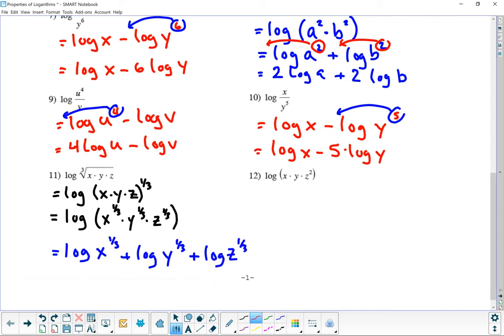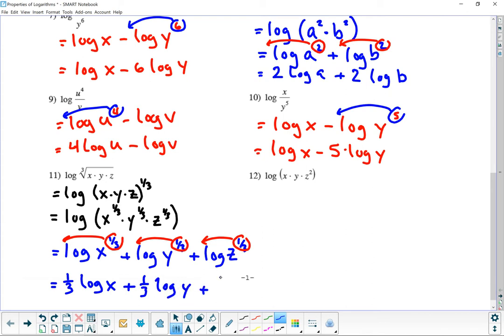And each of these are powers, so we can bring them into the front of the logs. You get the idea. We've been doing this for a couple problems already. So we will have 1/3 log x plus 1/3 log y plus 1/3 log z. Okay, that's the final answer.